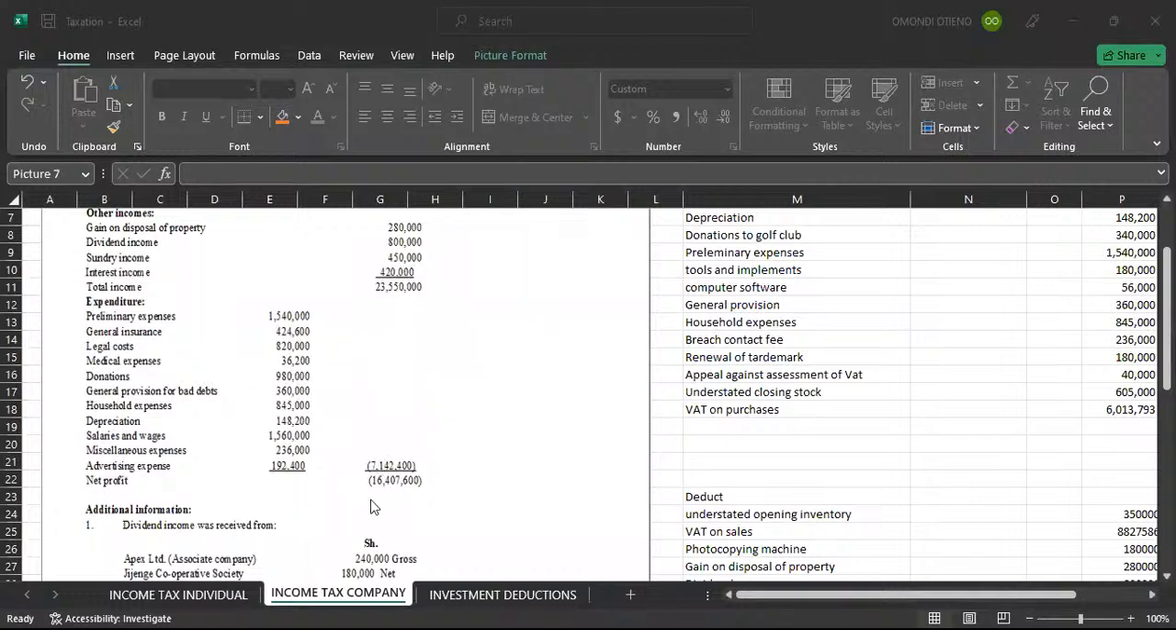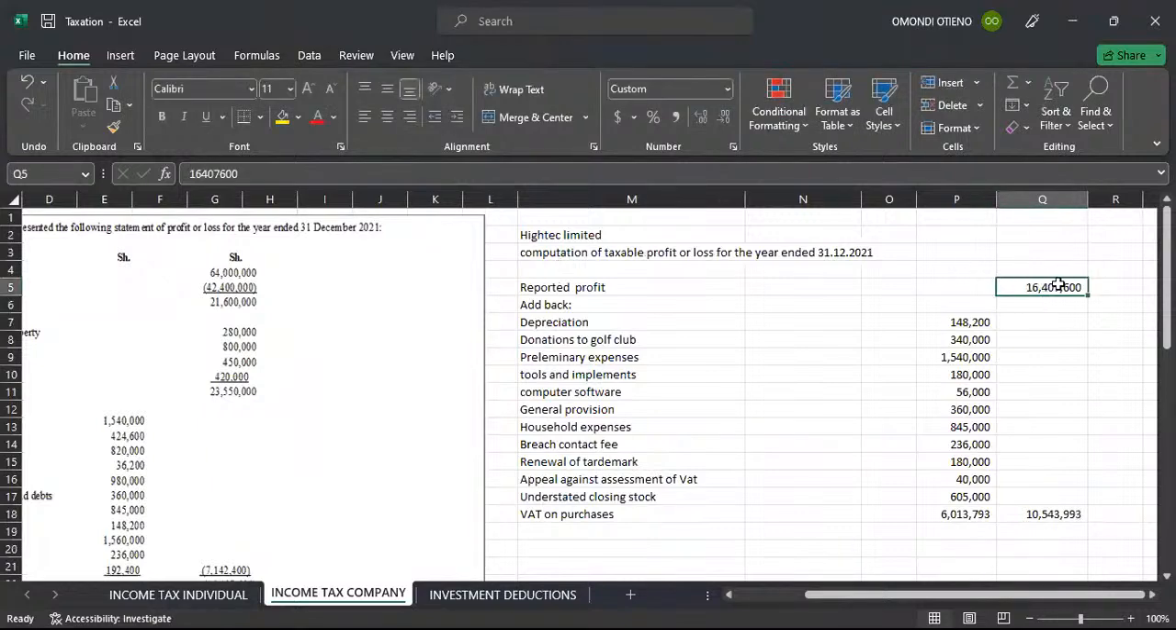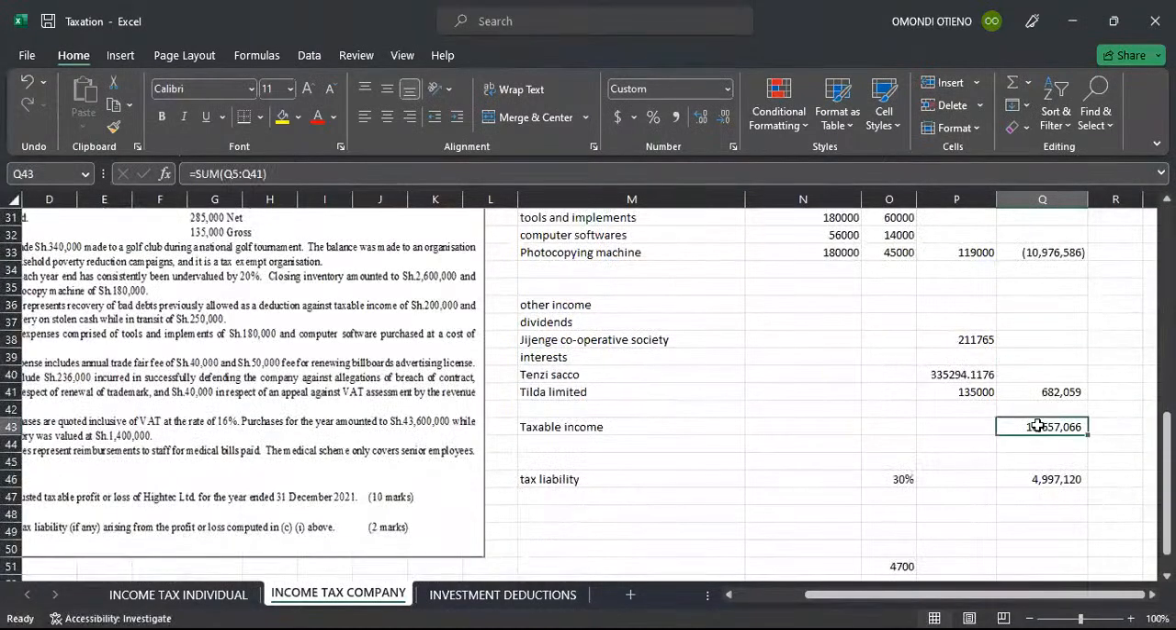So if it is a positive, this one here should not be a negative. If it is a positive up there, then the figure which we are picking or lifting directly should also be that same figure. It is a positive. So if you bring in that positive value there, I believe everyone is getting what we have down here as the taxable income.